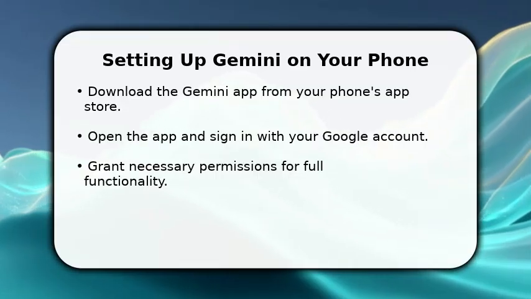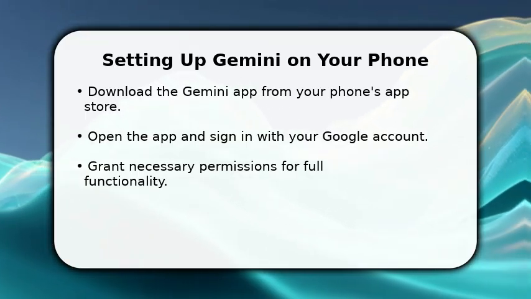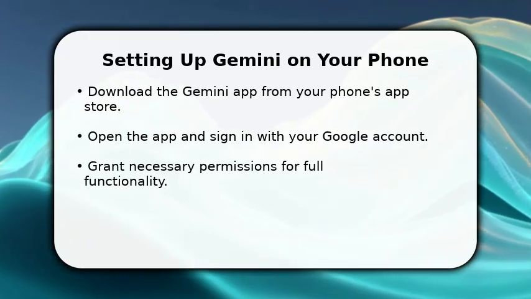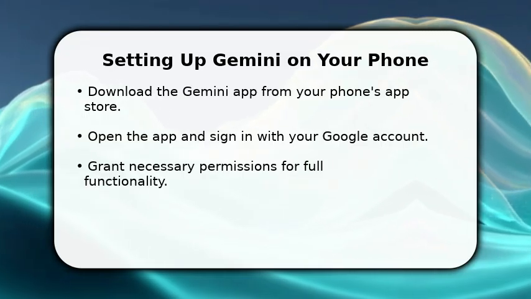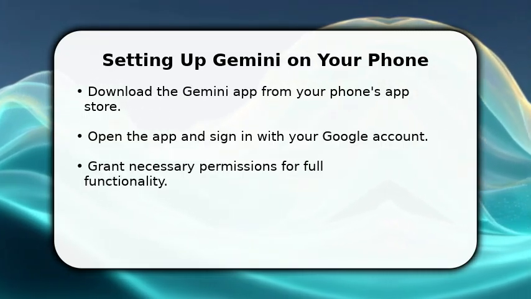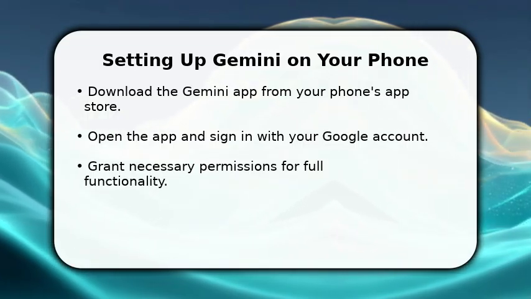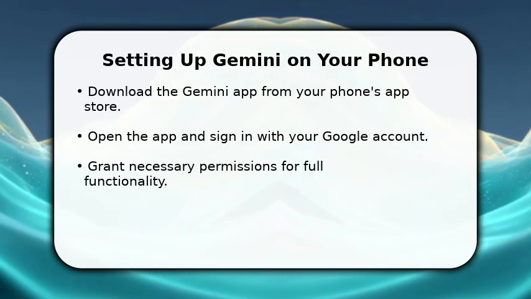In this video, I will explain how to set up Gemini on your phone. First, locate and download the Gemini app from your device's App Store, whether it's the Google Play Store or Apple App Store. Once downloaded, open the application. You'll then be prompted to sign in using your existing Google account. After signing in, make sure to grant any necessary permissions the app requests to ensure all features work correctly.